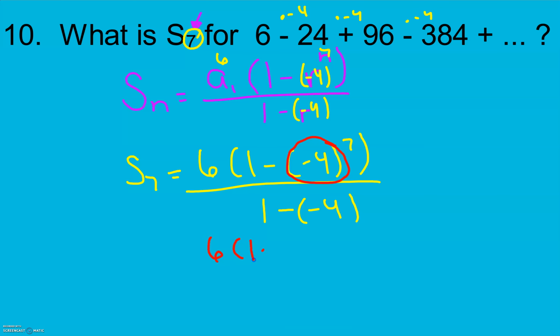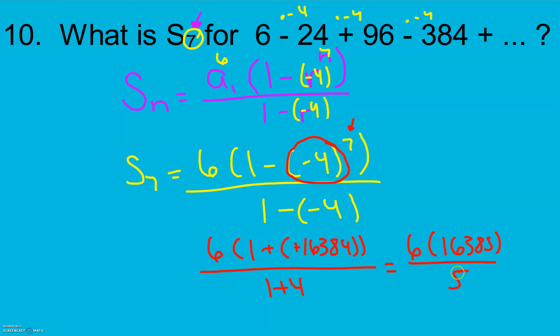So here I get 1 minus negative 16,384. So I get 6 times 16,385 because 2 negatives make a positive. But again, if this would have been an even, we'd have had to subtract there. So be careful. Over 5. And the sum of the first 7 terms is going to be 19,662. So again, that's mostly just plugging into the formula.